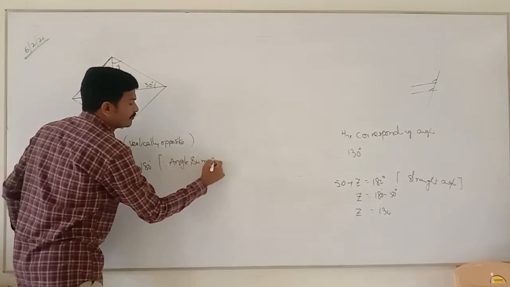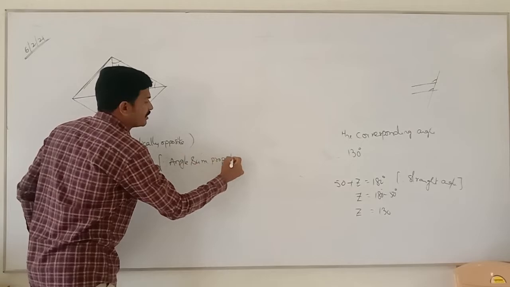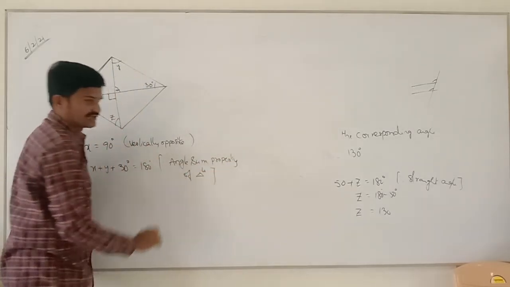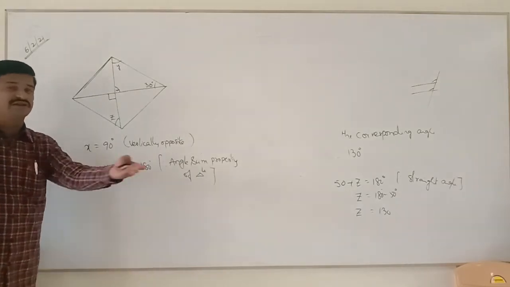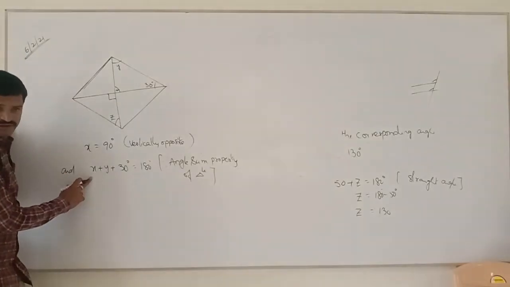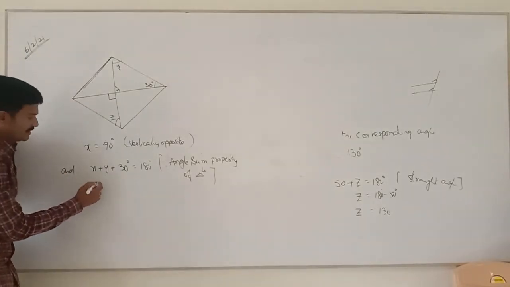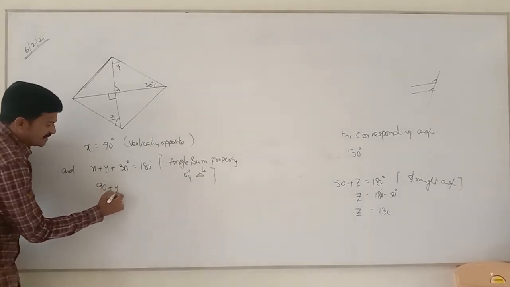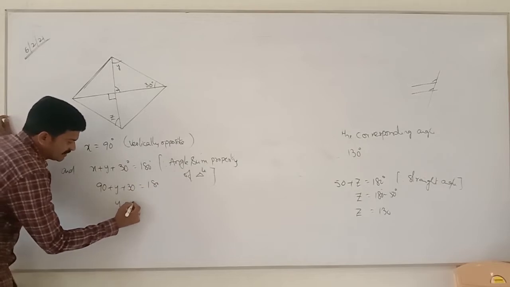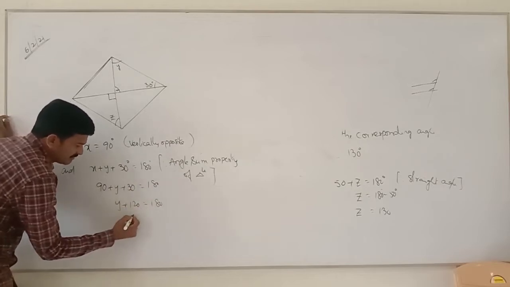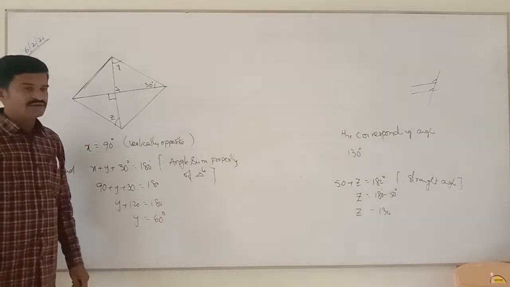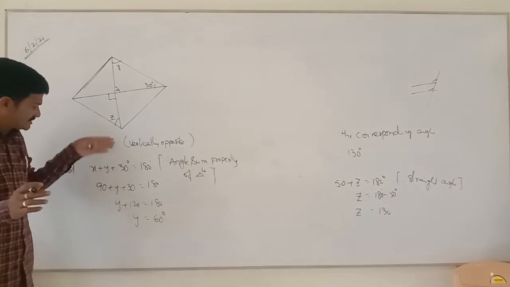Angle sum property of triangle. This means the sum of all the interior angles of a triangle is 180 degrees. We know that. Now x value we already have. How much is the x value? 90. 90 plus y plus 30 equals 180. Then y plus 120 equals 180. Then y is equal to how much, children? 60 degrees.